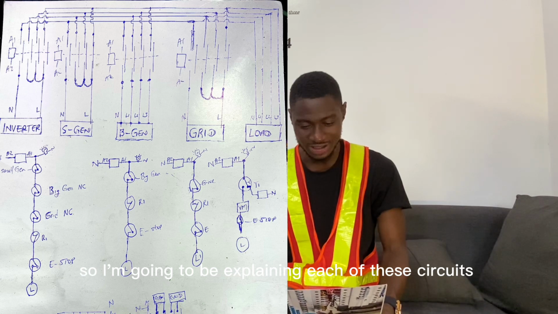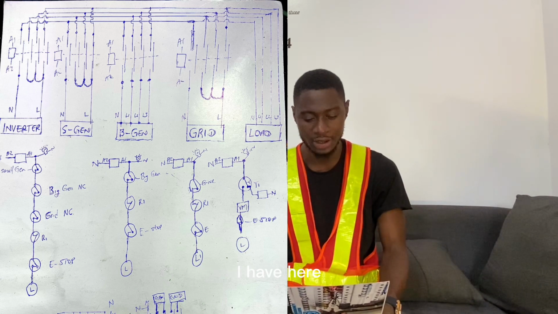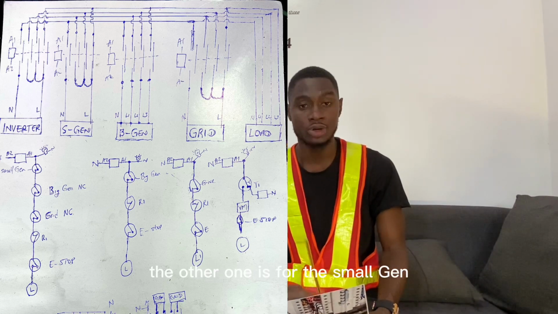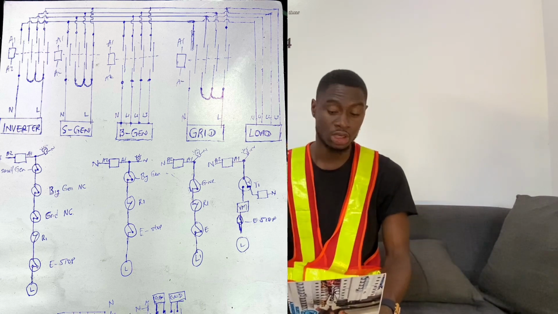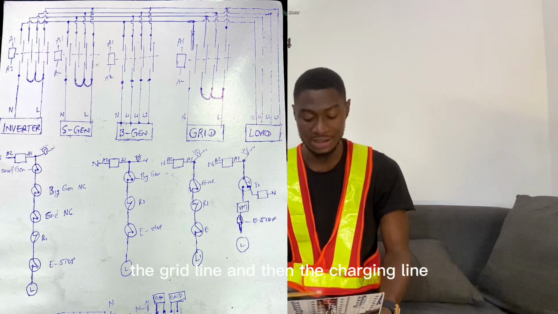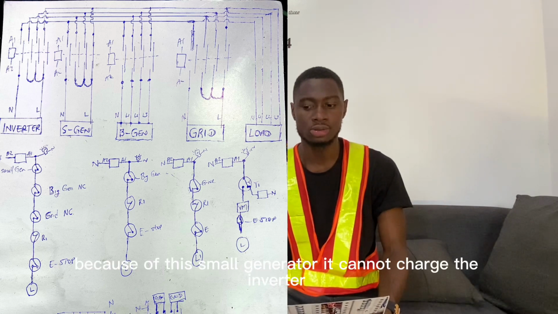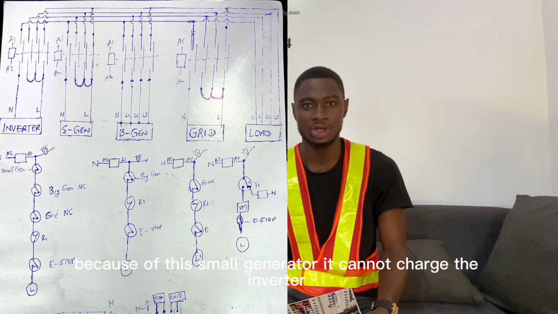So I'm going to be explaining each of the circuits. I have 5 contactors. One contactor is for the inverter itself. The others are for the small gen, the big gen, the grid line, and then the charging line. I had to introduce another contactor for the charging line because of the small generator, so that it can charge the inverter.